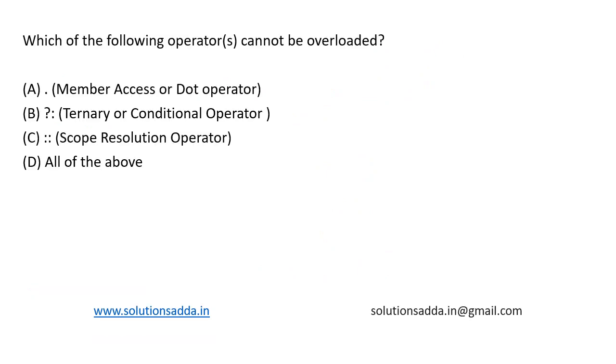This is a question from OOPS concept. Which of the following operators cannot be overloaded? Option A, member access or dot operator. Option B, ternary or conditional operator. Option C, scope resolution operator. Or option D, all of the above. All the operators described in the options cannot be overloaded. That is, member access, ternary, and scope resolution operator all cannot be overloaded. So as a result, option D, all of the above is the correct answer.